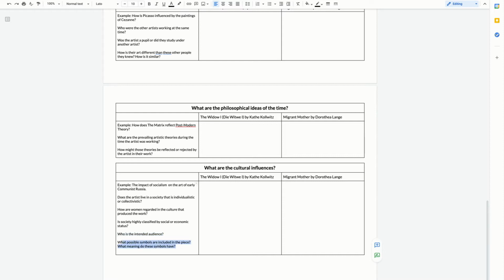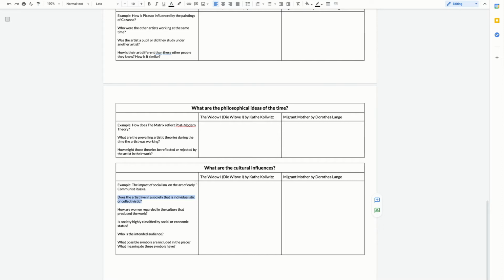What possible symbols are included in this piece? Is there anything symbolic that happens in these pieces? And I did skip one. Does the artist live in a society that's individualistic or collectivist? So, do they live in a society where individual freedoms are valued above all others? Or do they live in a society where the collective works together to achieve things?